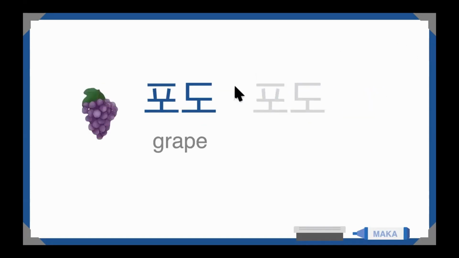Okay. The next word is, can you read this? Please try to read this word. This is 포도. 포 meets 오. This is 포. 드 meets 오, 도. 포도 means grapes. Okay, let's write. 포도. 포도. Not that difficult, right?